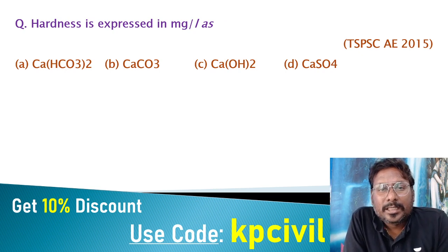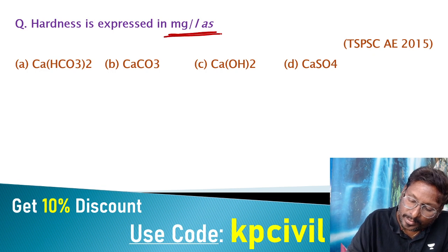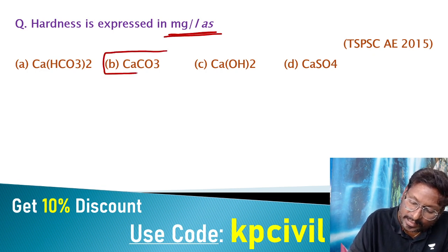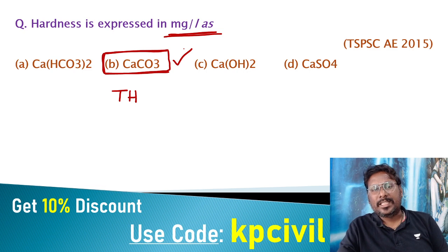Hardness is expressed in milligram per liter as CaCO3. That is called total hardness, TH. Hardness expressed in mg per liter as CaCO3.